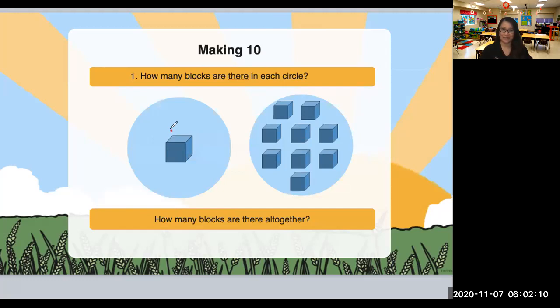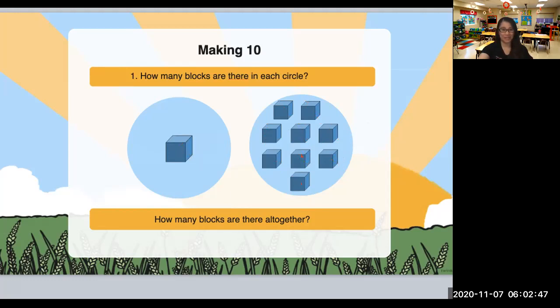The first circle has only one block. How about the next circle? Can you count all those blocks? Let's count them. 1, 2, 3, 4, 5, 6, 7, 8, 9. Good job counting. Now, how many blocks are there all together? Can you count them?